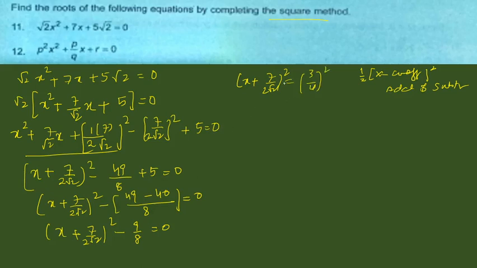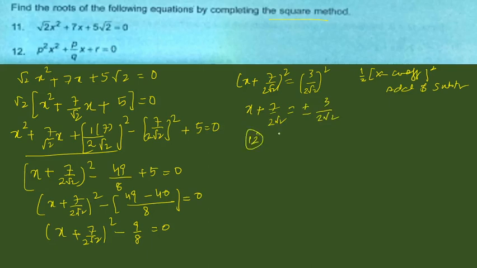So when you take the square root on both sides, x + 7/(2√2) is equal to plus or minus 3/(2√2). Now this part you take as plus and minus, and you will be getting the two roots.